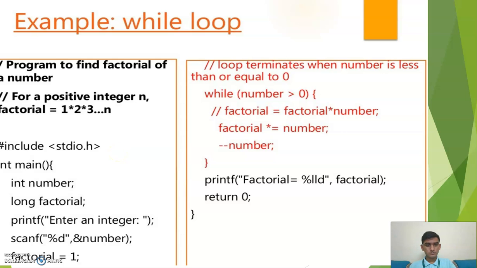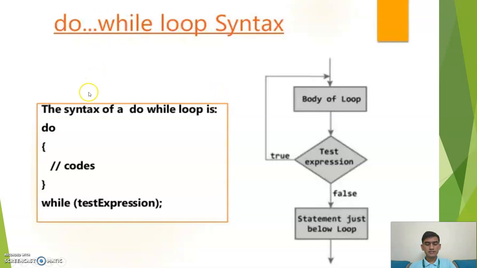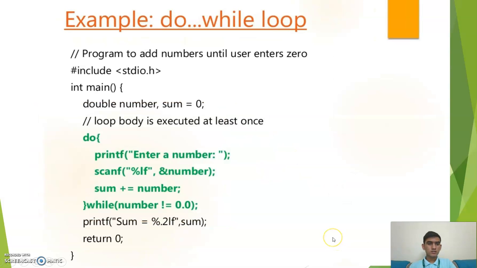Next is the do while loop. The do while loop is similar to the while loop with one important difference: the body of the do while loop is executed once before checking the expression. The do while loop is executed at least once, but the while loop may not execute even once. So the syntax is: do the code, and then while the test expression; if the test expression is true, the body of the loop executes again.